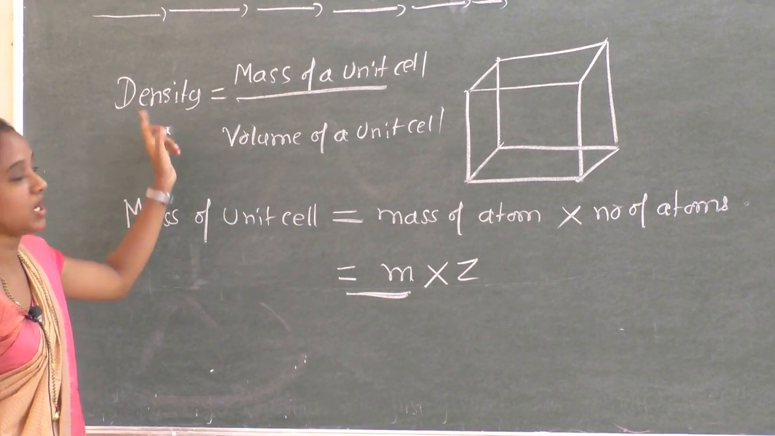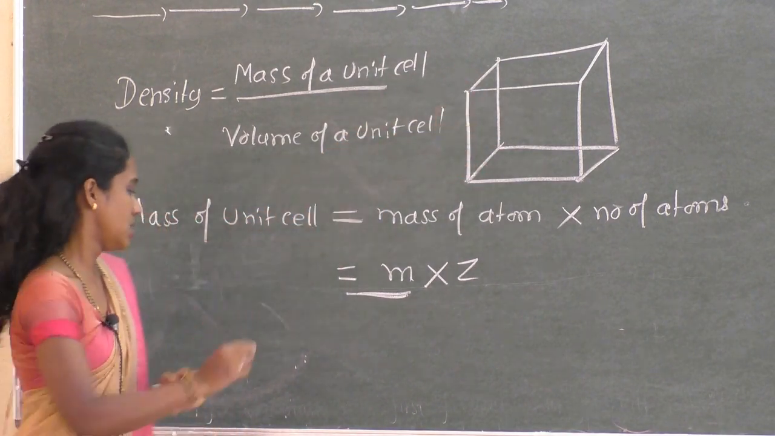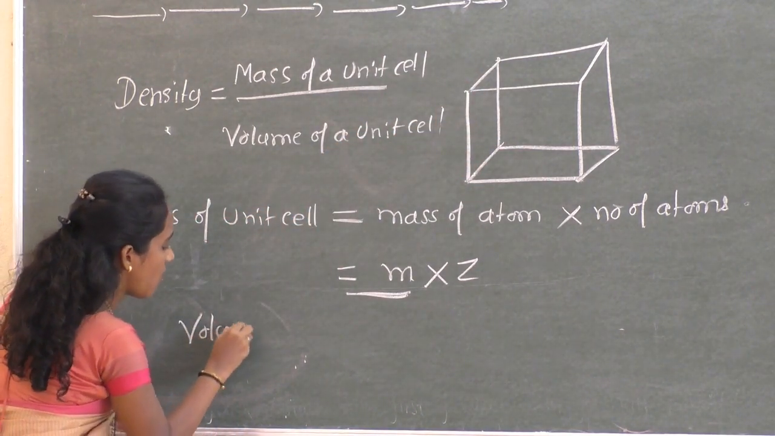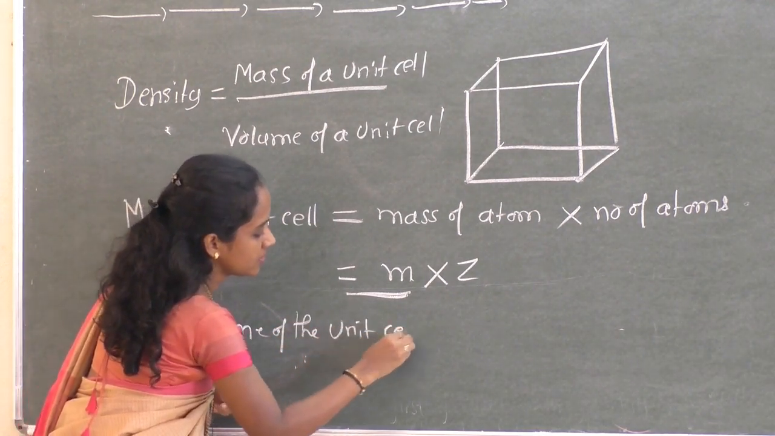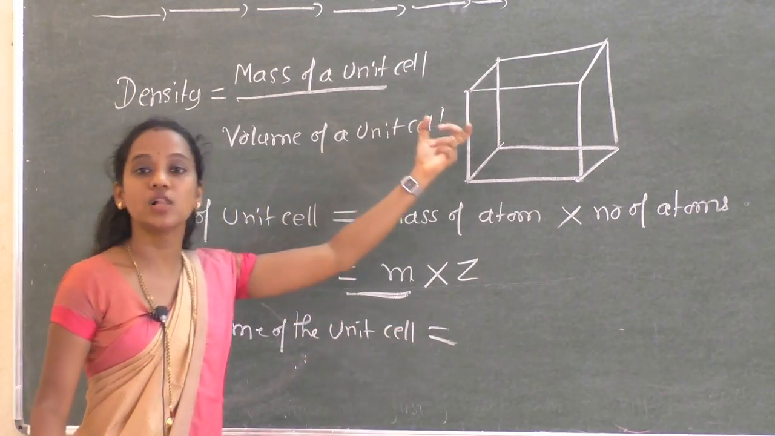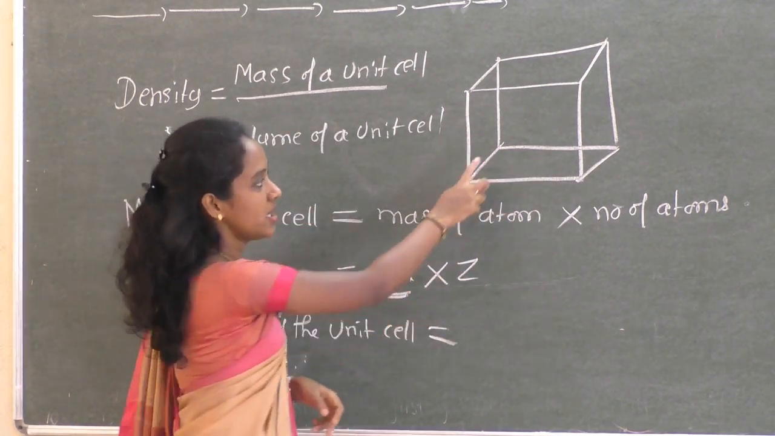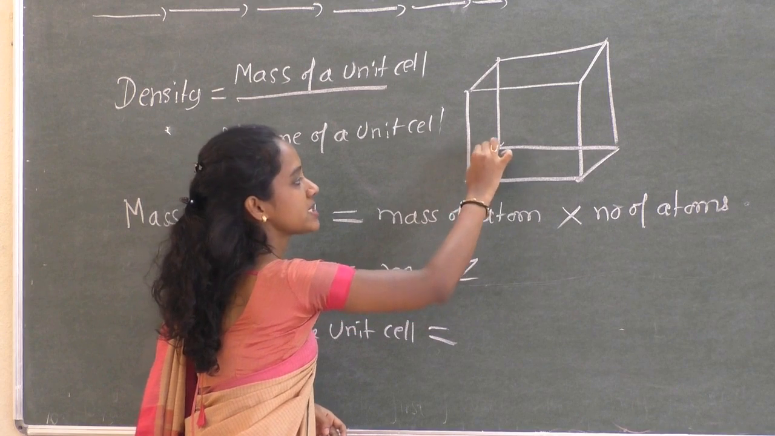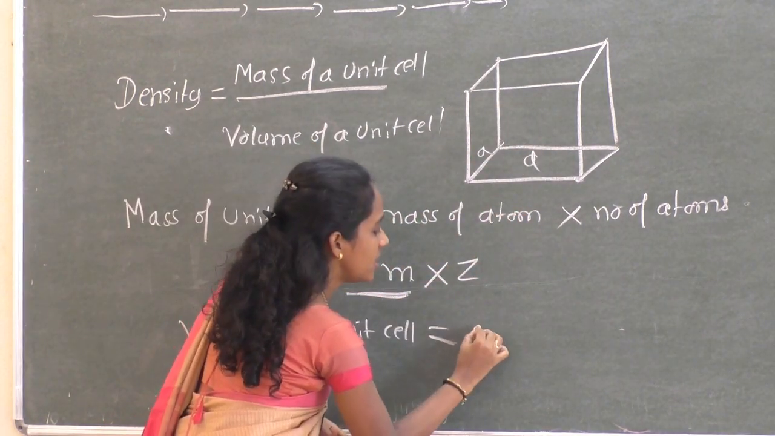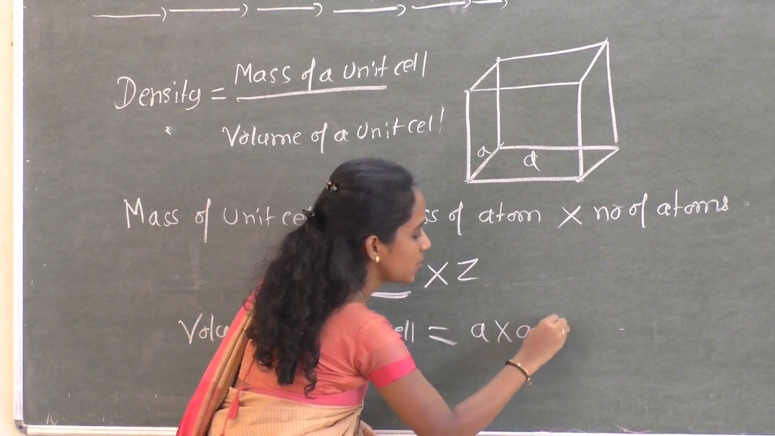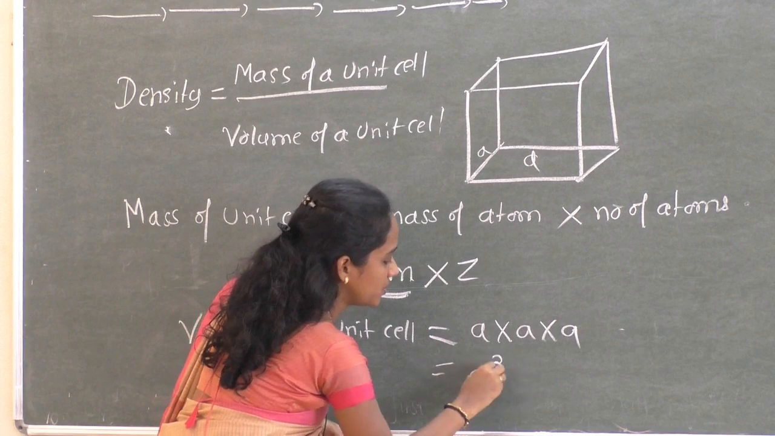Now look at this formula. Volume of the unit cell. What is the volume of the cubic unit cell? So we have volume of the unit cell which is equal to, since all the 3 sides are equal, we can write length into breadth into height, and its sides are represented by the letter a. So we can write a into a into a, that is length into breadth into height, that is a cube.